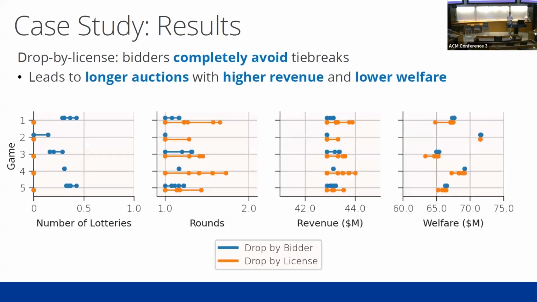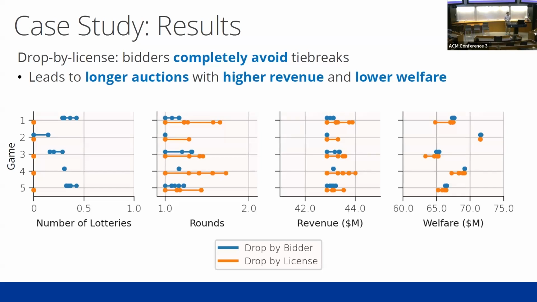And so what we found was that there is indeed quite a significant difference between these two tie-breaking rules. On the left plot, in blue, I'm showing how often bidders run into these tie-breaking scenarios under the drop by bidder rule set. And what you can see across these 5 different games, across many of the different equilibria that we found, is that they tend to run into these tie-breaking scenarios about 1 in 3 or 1 in 4 auctions. On the other hand, in the drop by license rule, they never run into them at all.